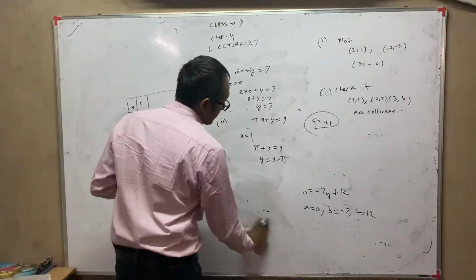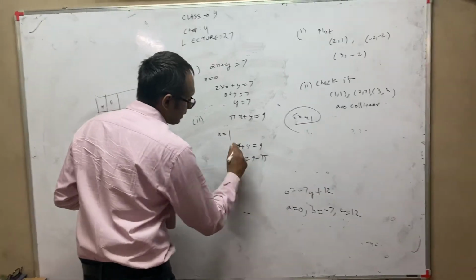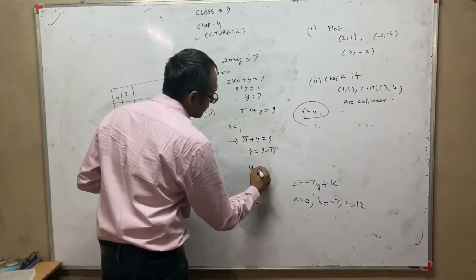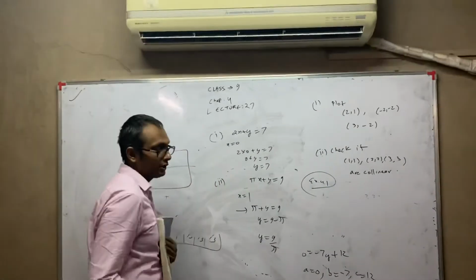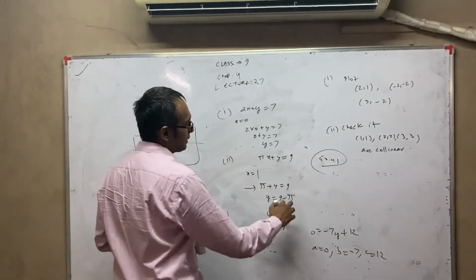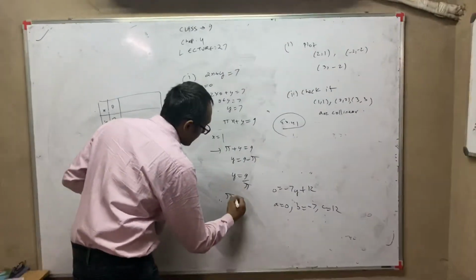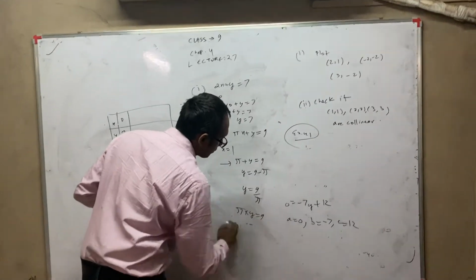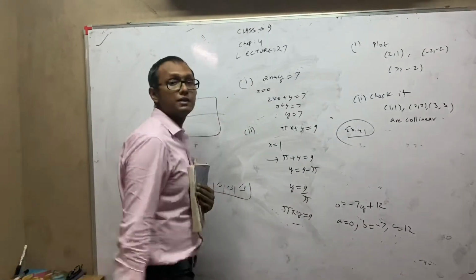One more thing, many children make this mistake that after this step they will write y is equal to 9 upon pi. No, this will go in subtraction. If it was multiplication, pi into y is equal to 9, then it would go below. Otherwise, it will go in subtraction.